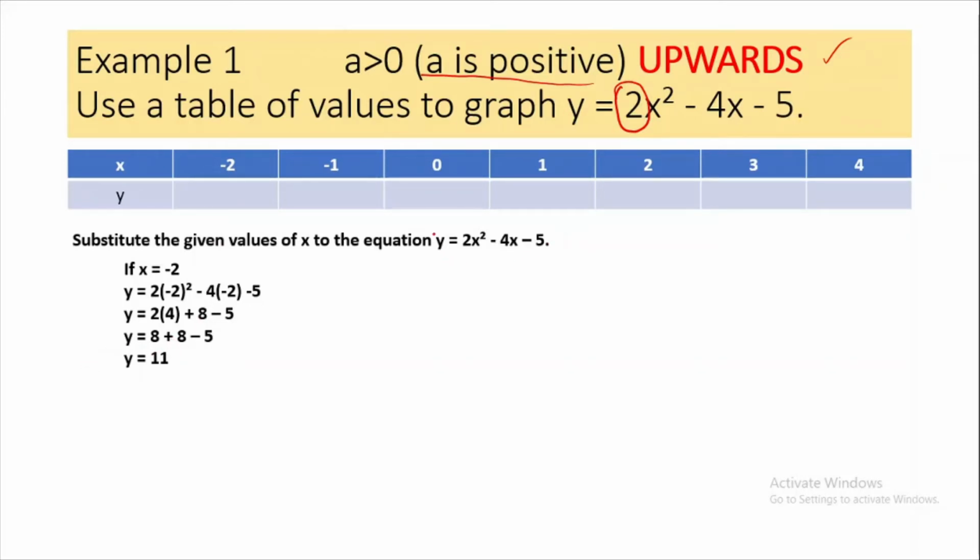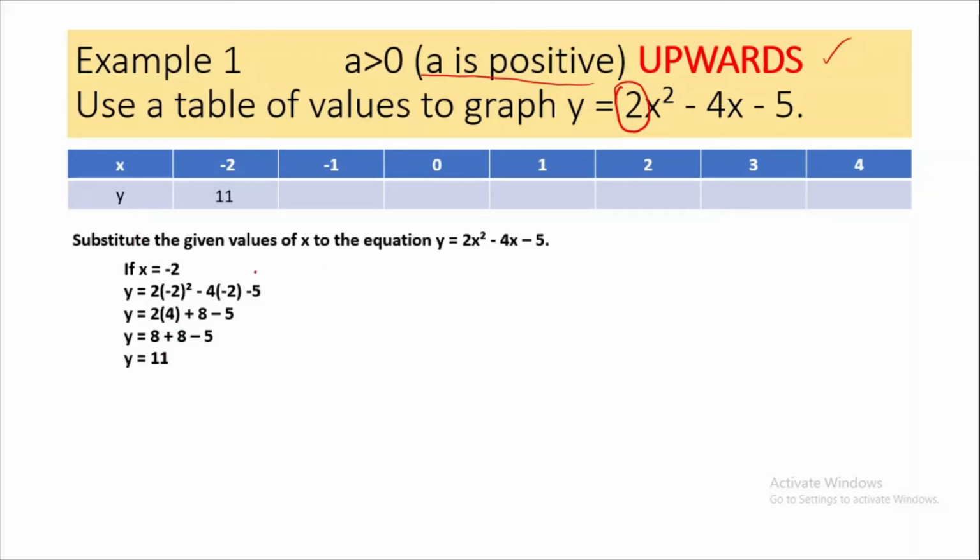How did we get 11? From this equation, we replaced every x with -2. So 2, and then x becomes -2, minus 4, x becomes -2, and then minus 5. Then solve. Negative 2 squared is 4. Negative 4 times negative 2 is positive 8. And the rest, you just copy. That is how we get the value of y. So now, y is equal to 11.